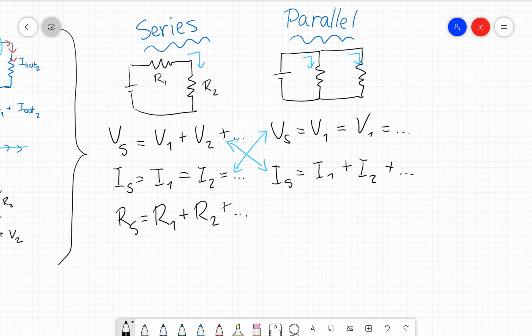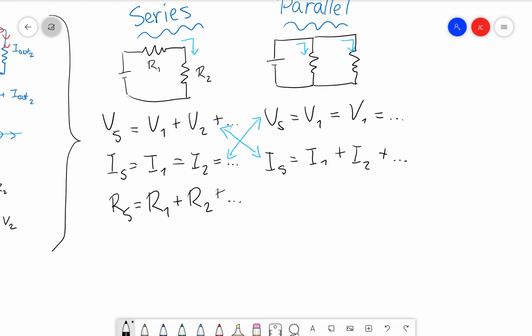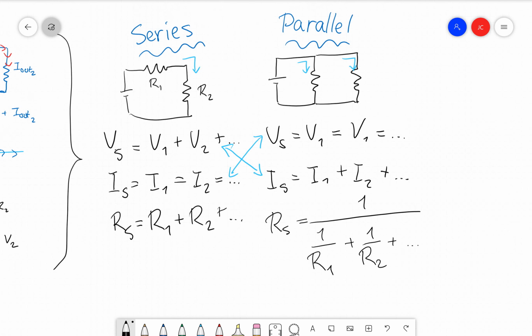In parallel, we have a much more complicated formula, but don't worry, it's not too bad. Here the resistance equals 1 over all of the resistances, but all under 1. So this is a little more complicated, but this is how it works for parallel resistances. And so these resistance rules are kind of separate from the voltage and current, but these are the 6 equations that are integral to how electricity moves around circuits.